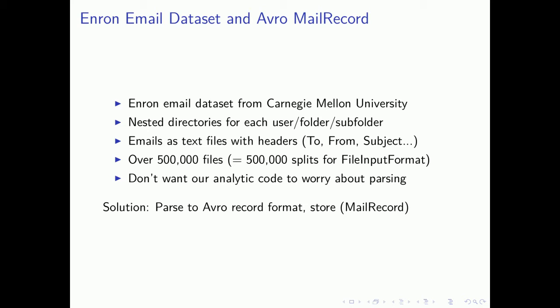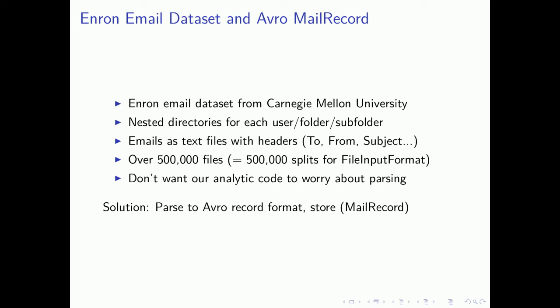Essentially, they give you a big tar.gz file, and it's a big directory. Under the directory you have the user folder, and under the user folder, whatever email folders that user was using. At the very bottom, you have text files that have headers, to, from, subject, and some other mail headers, then a line break, and then the actual body. No attachments in this dataset, although there are other Enron versions that have the attachments. There are about 500,000 files, most of them really tiny.